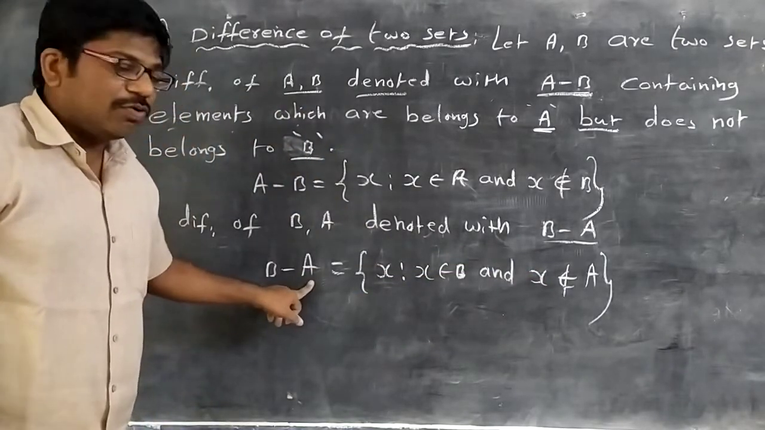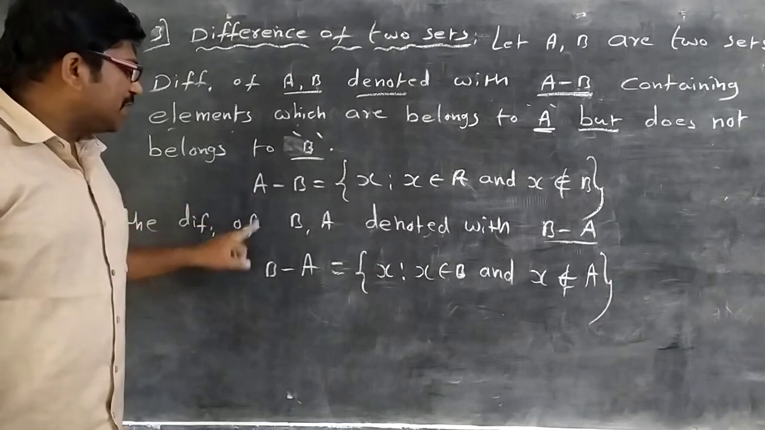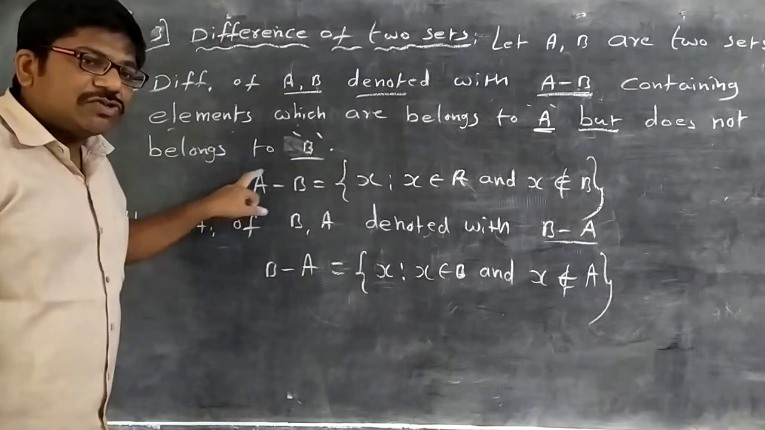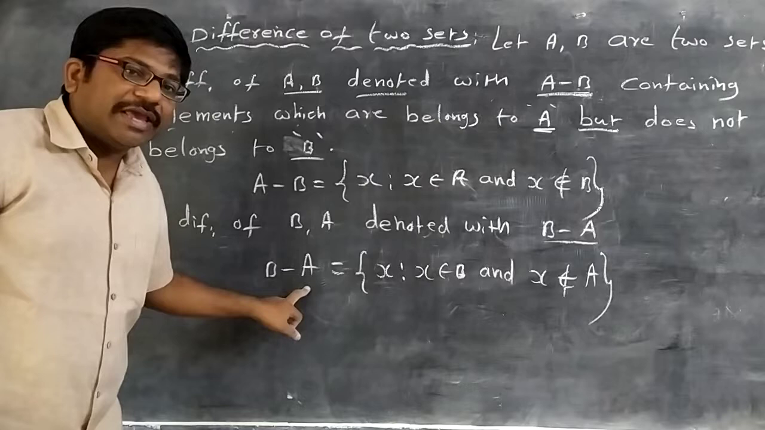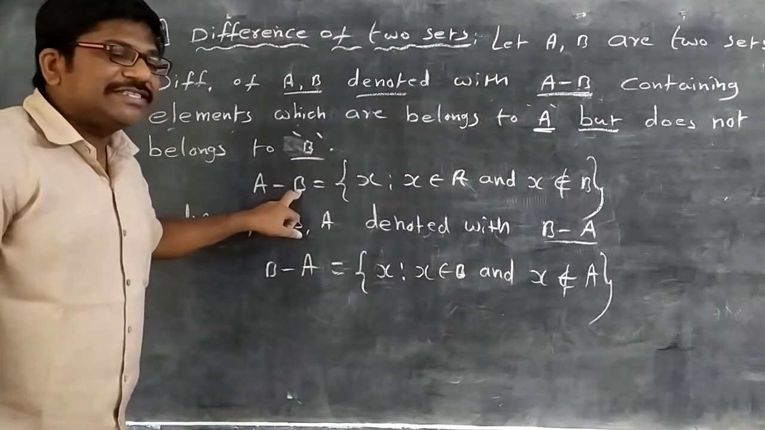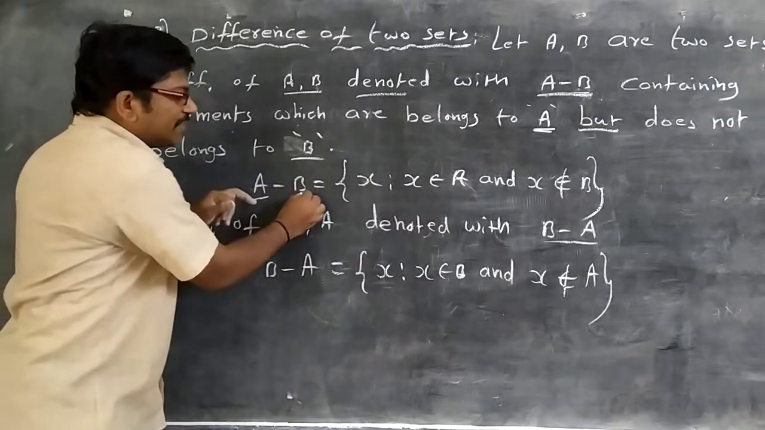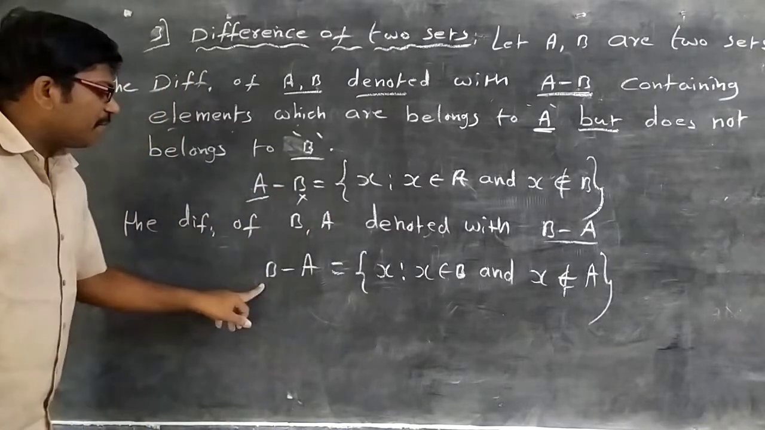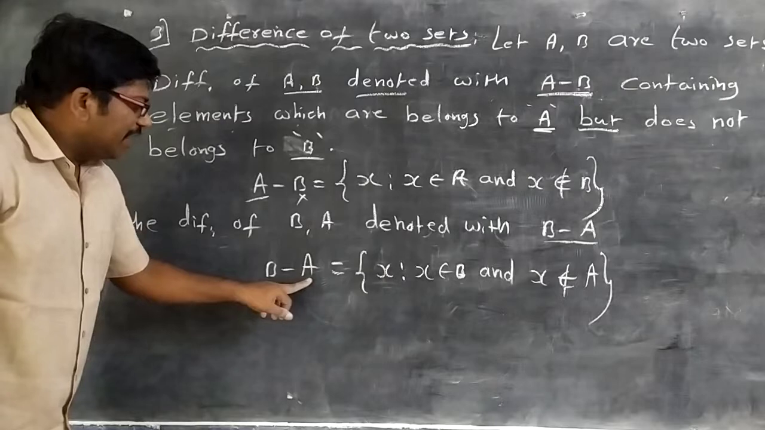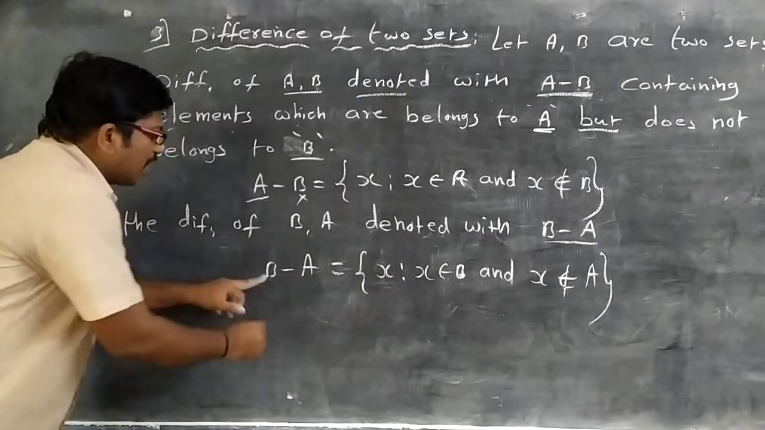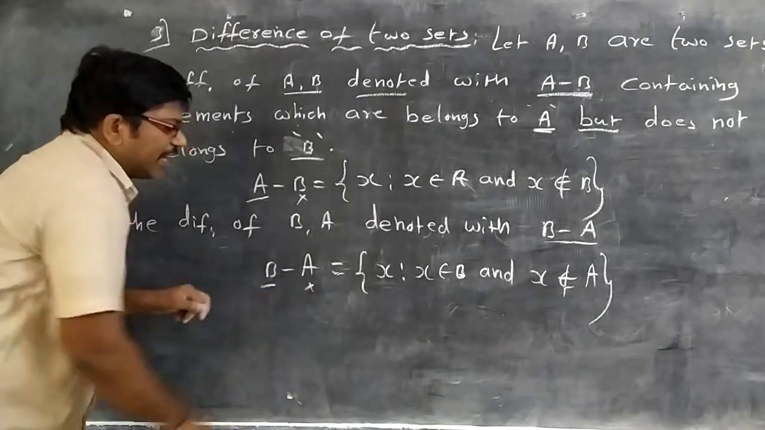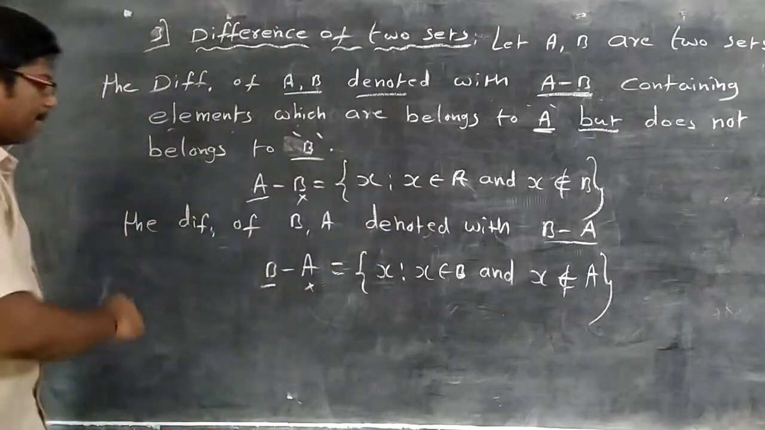So if an element belongs to B and does not belong to A, that means B minus A. Observe carefully the difference between these two. It is the difference of A, B and the difference of B, A. The difference of A, B is a set containing elements which belong to A but do not belong to B. The difference of B, A is a set containing elements which belong to B but do not belong to A. It is known as B minus A.